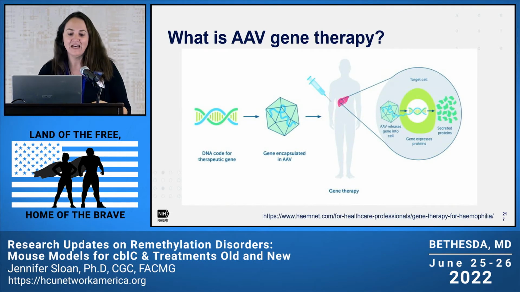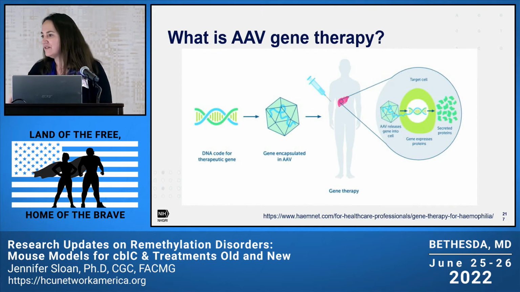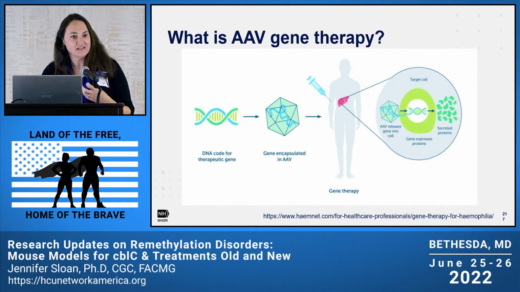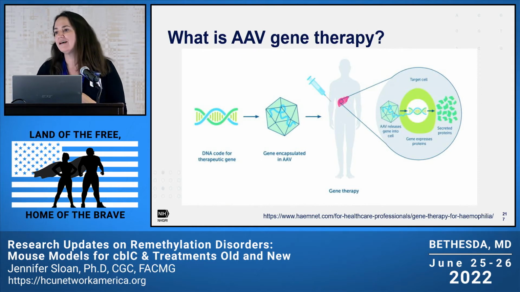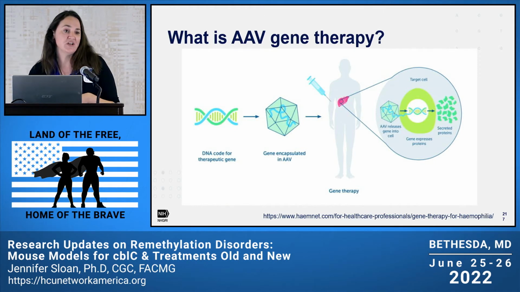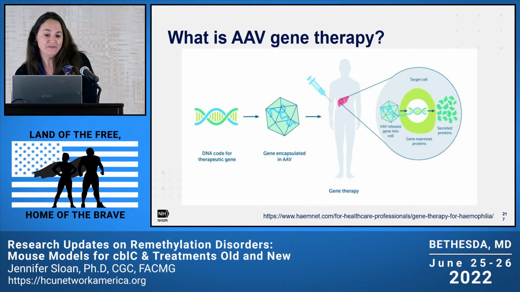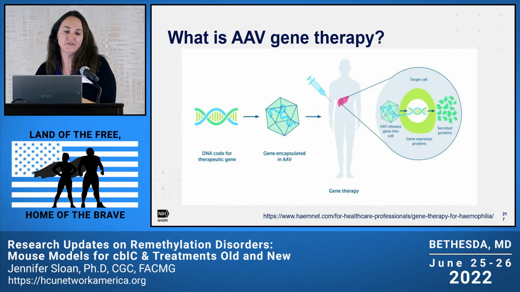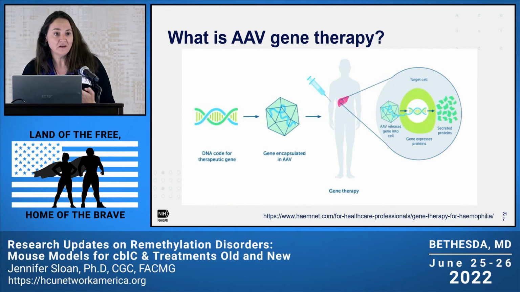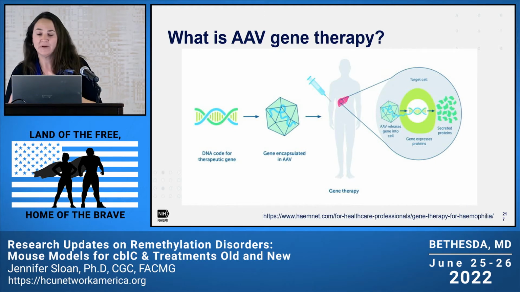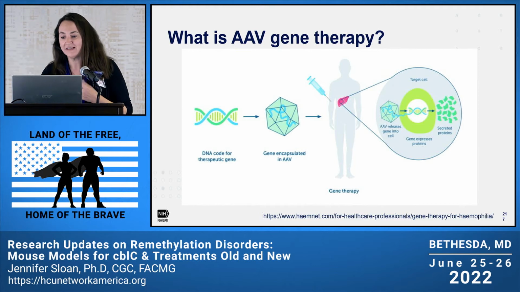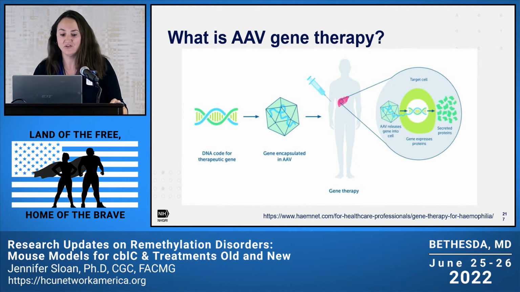It's basically having the DNA of the gene that somebody's missing that's functional, and we package it inside a helper virus that is not causing any disease, and we inject that, usually by IV. This is an example of hemophilia. And that virus goes into the cell of the liver and starts making the enzyme that the patient or the mouse is missing. So that's sort of what's going on in AAV gene therapy.